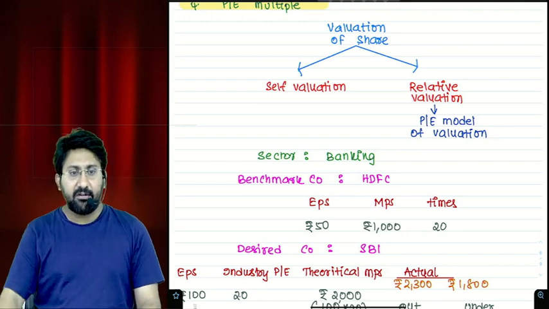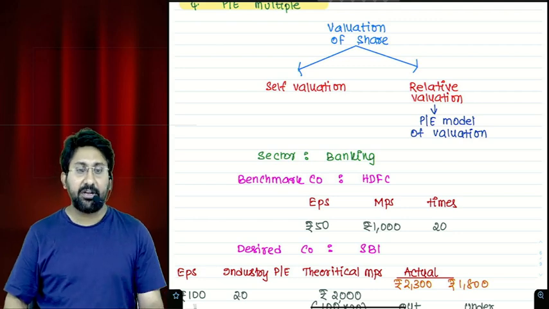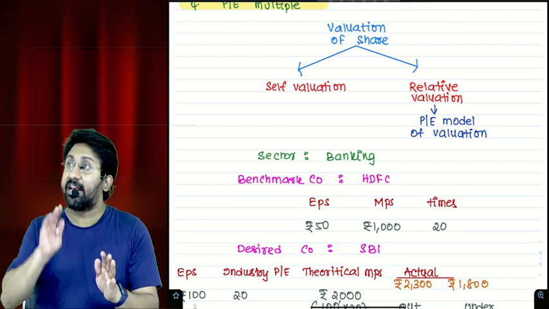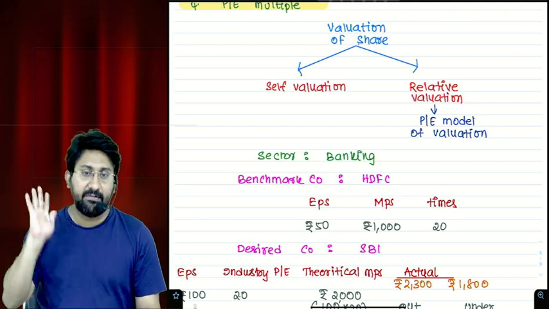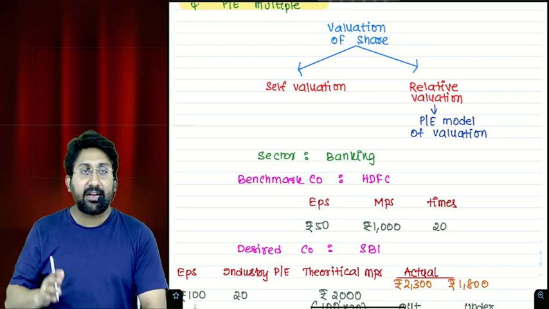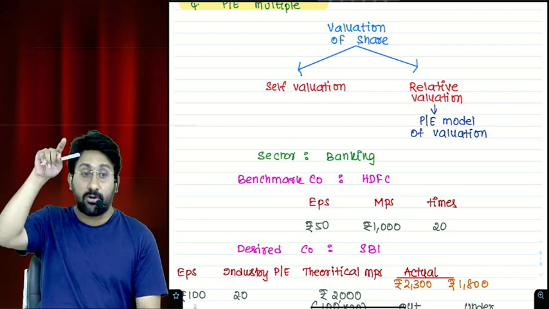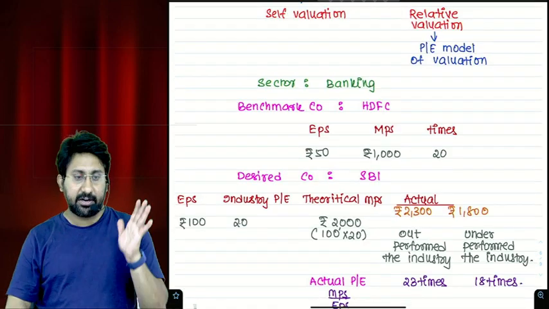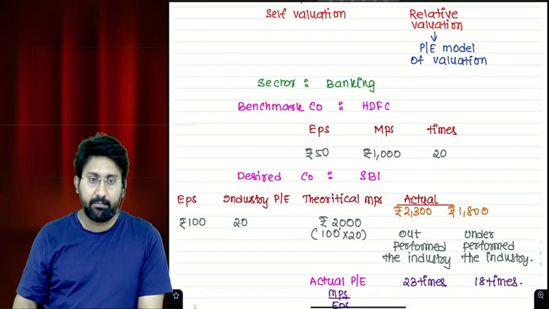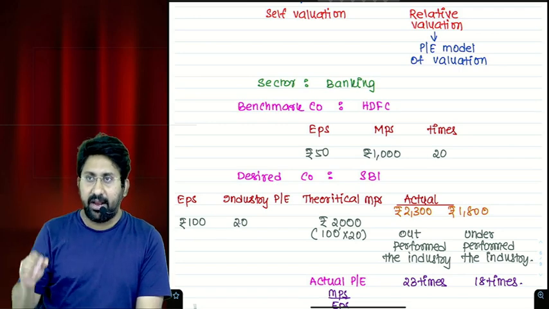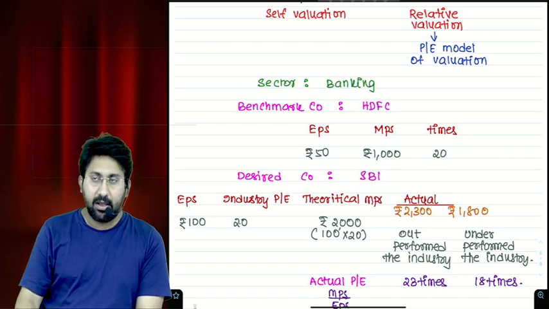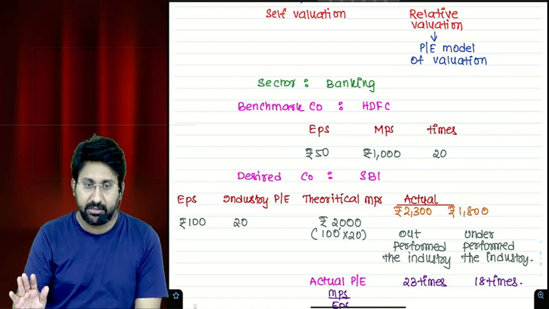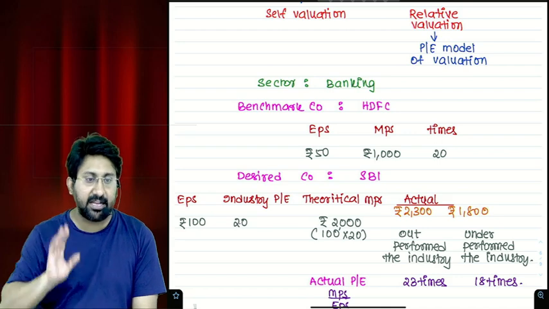Valuation of a share will be of two types: self-valuation, relative valuation. Relative valuation, the name itself is clear. In relation to something, we will value. That's called relative valuation. The PE model comes into the second side. Let us take one sector, banking. The benchmark company for banking in India is HDFC. Say for example, I'm not taking real numbers here. I don't want to confuse the student. Let us take standardized numbers for the concept.